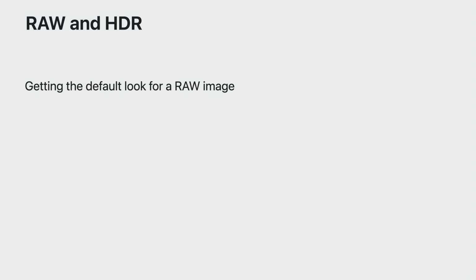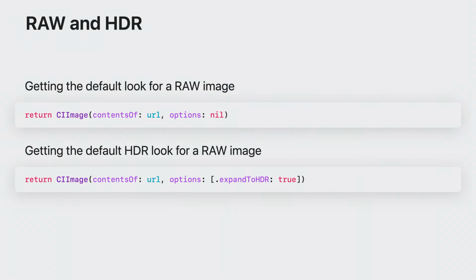First, if your application just wants to show the default SDR look for a RAW file, create an image from URL as usual. But if your application just wants to show the default HDR rendering look, all you need to do is add the new expand to HDR option.